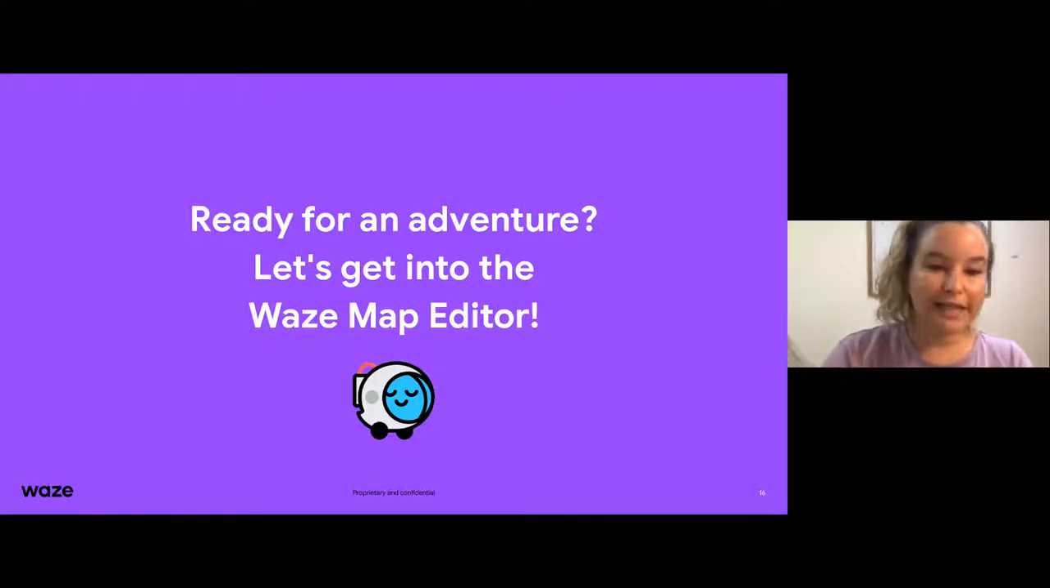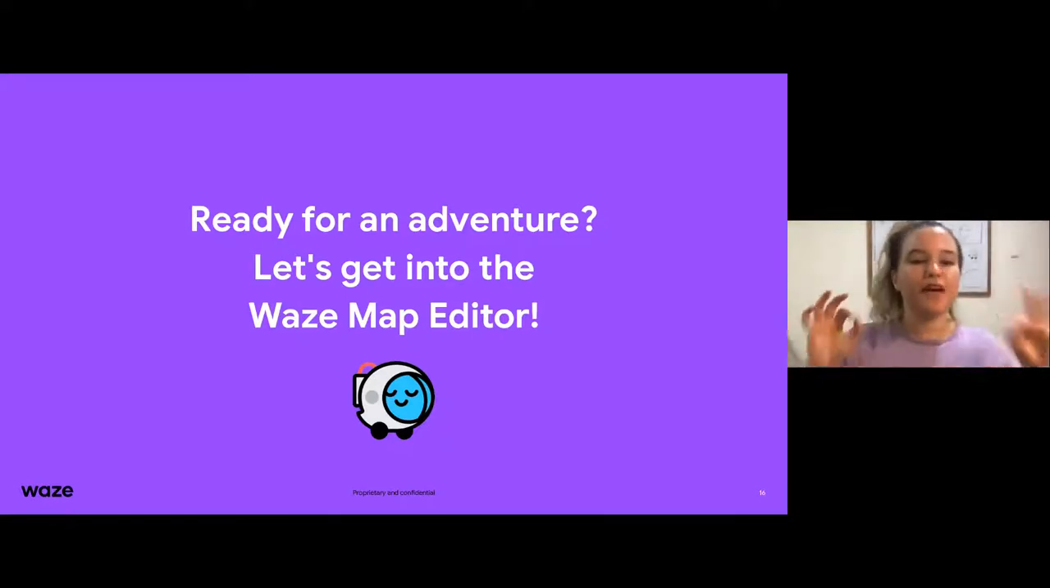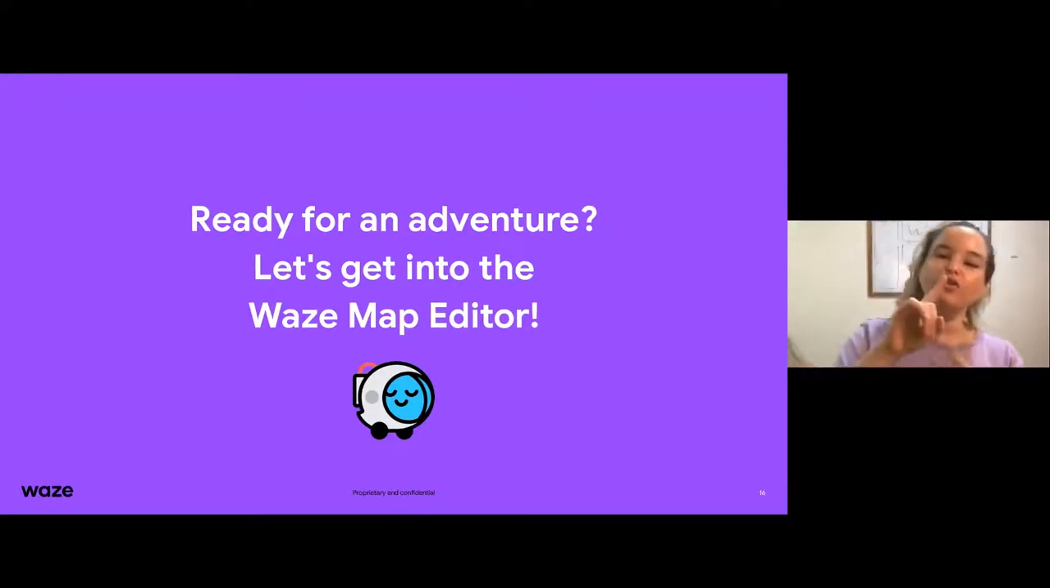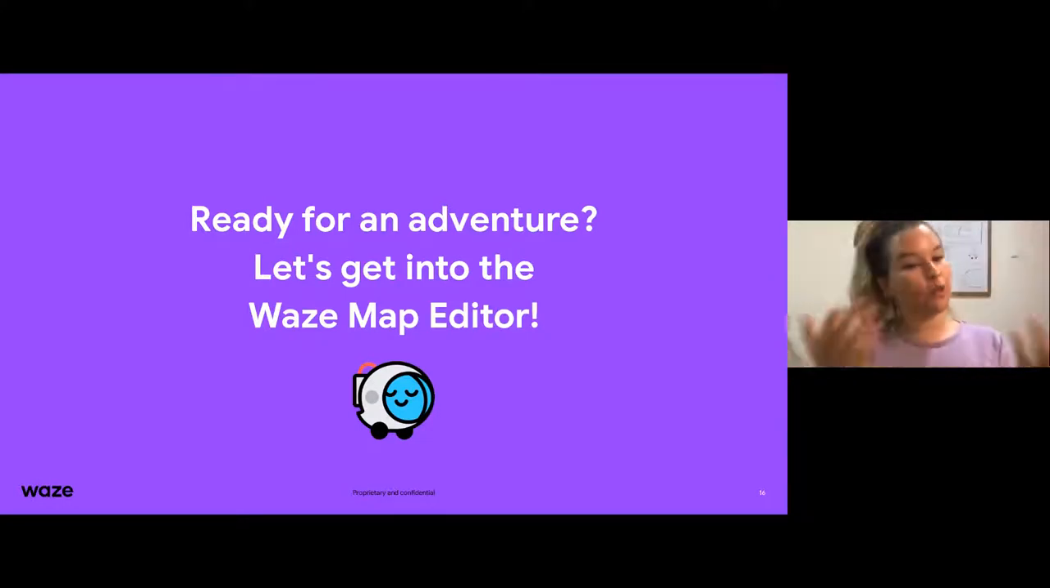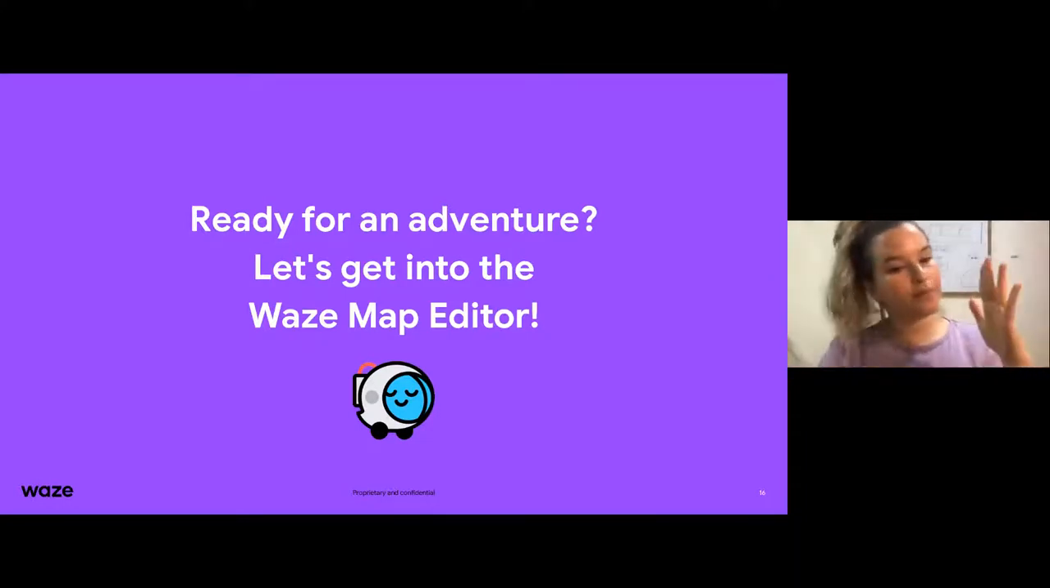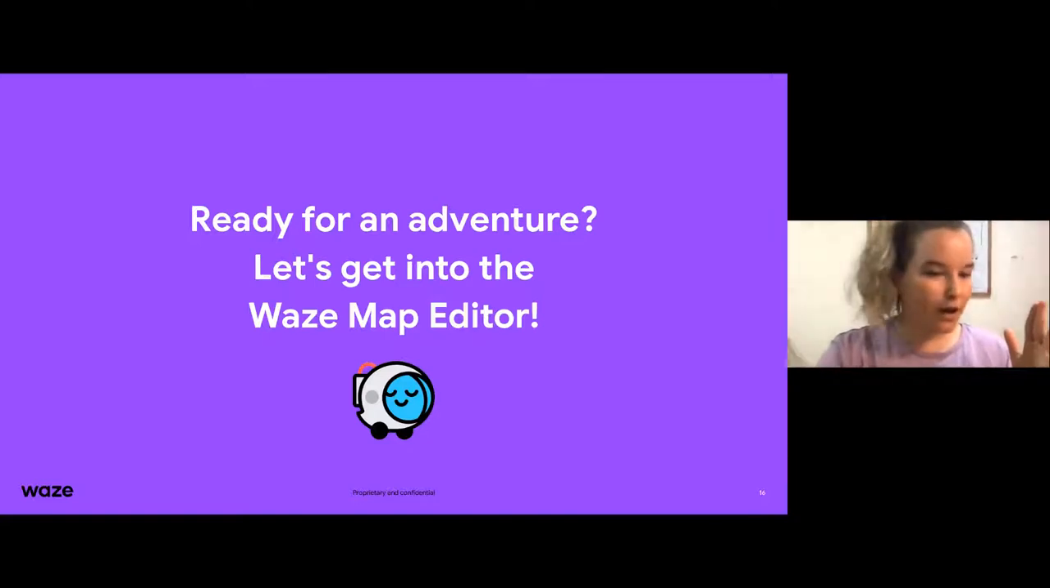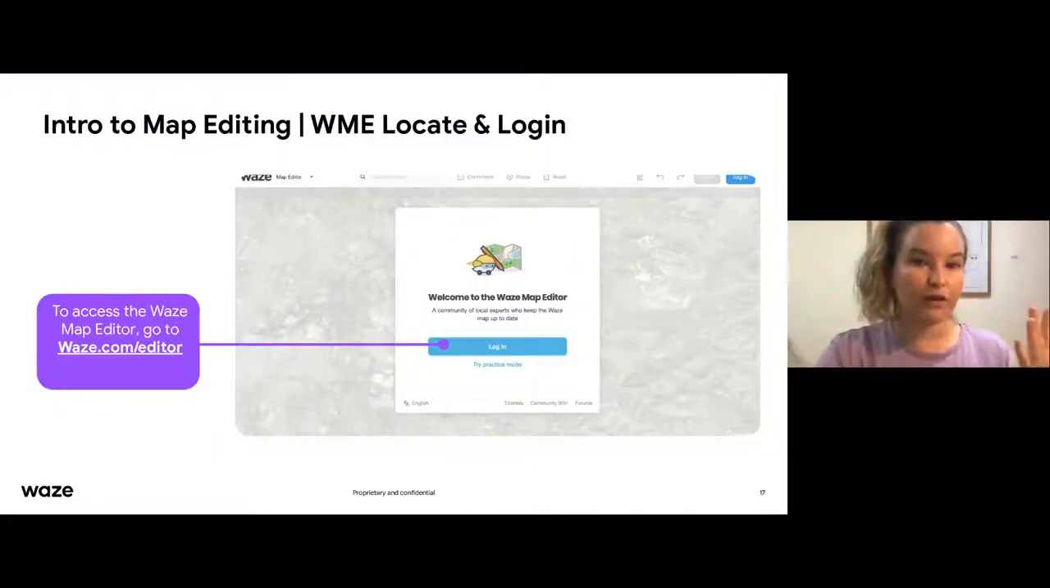So let's get down to business. Your first step as an editor, which we ask you to do after this session, is to go to the WME. That's waze.com/editor. This address and other useful resources, as we've mentioned, are available for you in the handouts file. So don't worry about writing it down right now.